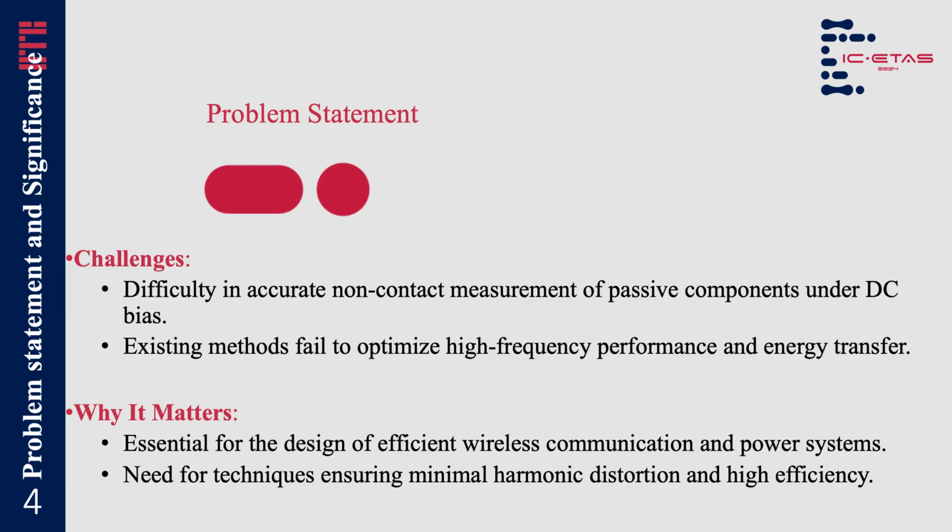One of the challenges we found was the difficulty in accurate non-contact measurement of passive components, other than DC bias. We found in literature that there is still a lot of difficulty in carrying out non-contact measurement anytime we're using passive circuit components or passive circuitry in a DC non-biasing system. Another challenge we found in literature is that existing methods failed to optimize high frequency performance and wireless energy transfer. So to have wireless power and energy transfer, we need to create an optimization that can catch up with the pace of today's electronic circuitry.